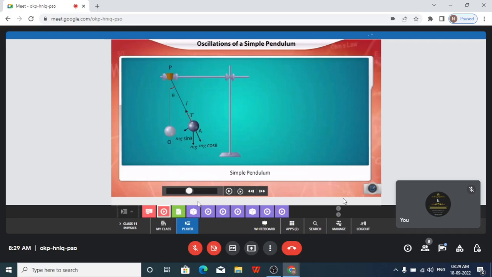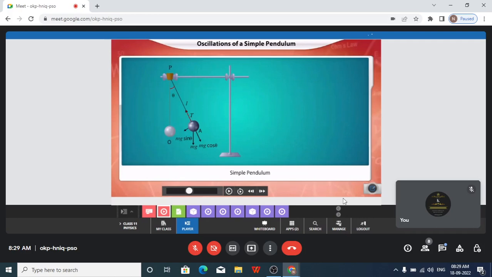Okay, great. So when resolving, here the weight has been resolved with respect to theta. The weight mg is acting vertically downwards, but it makes an angle theta with the vertical plane. Therefore they are resolving the weight component mg into horizontal and vertical components. The horizontal component of the weight mg is nothing but mg sin theta. Then the vertically downward component becomes mg cos theta.